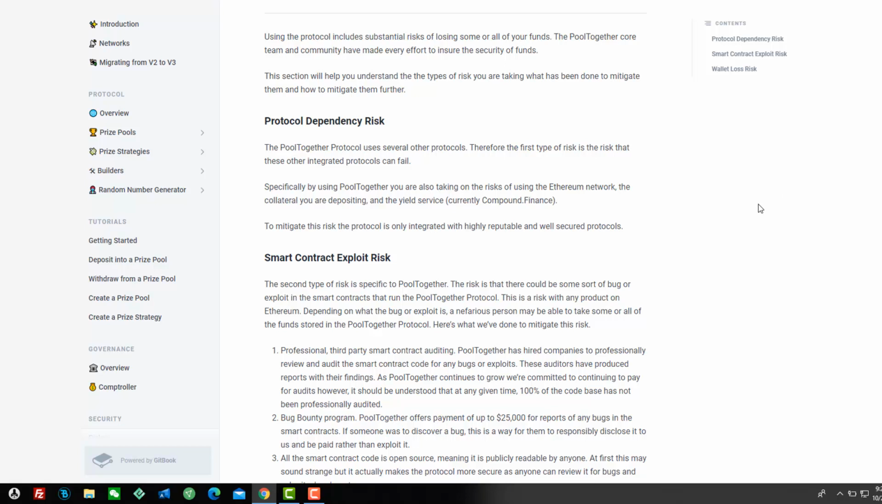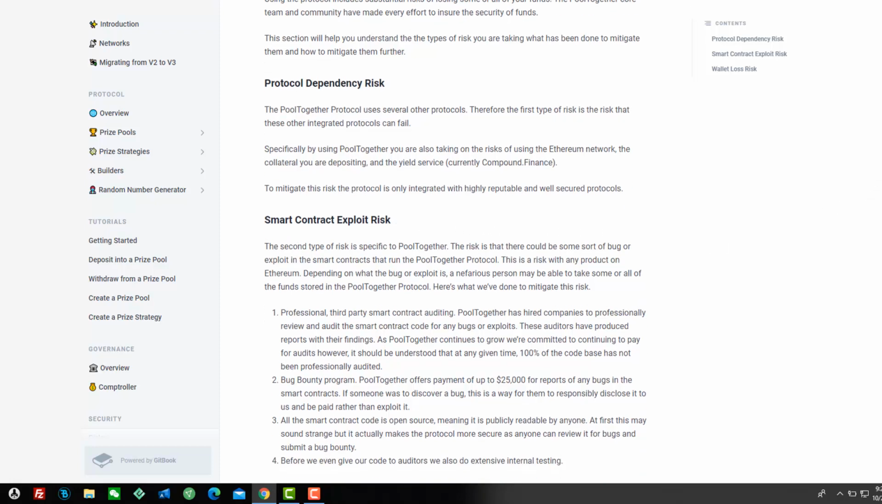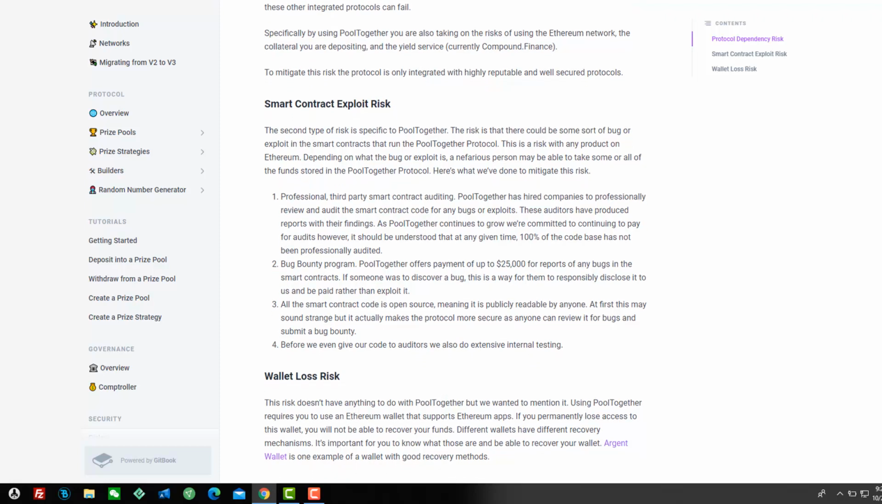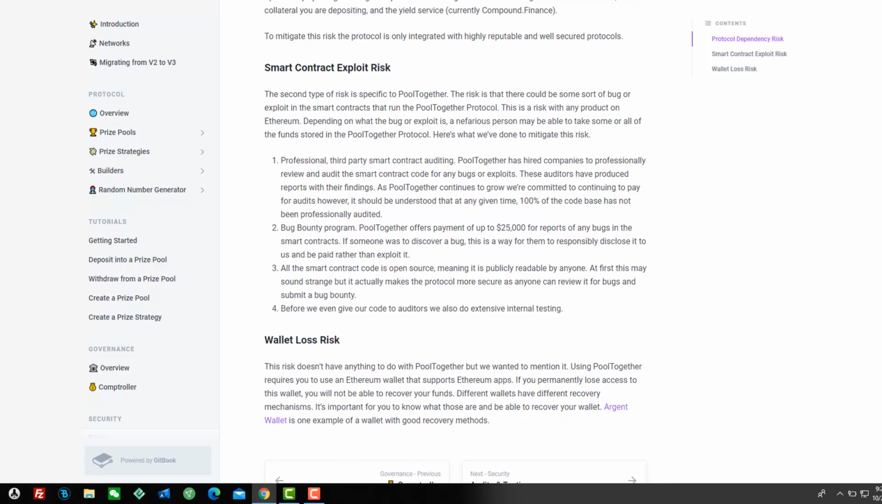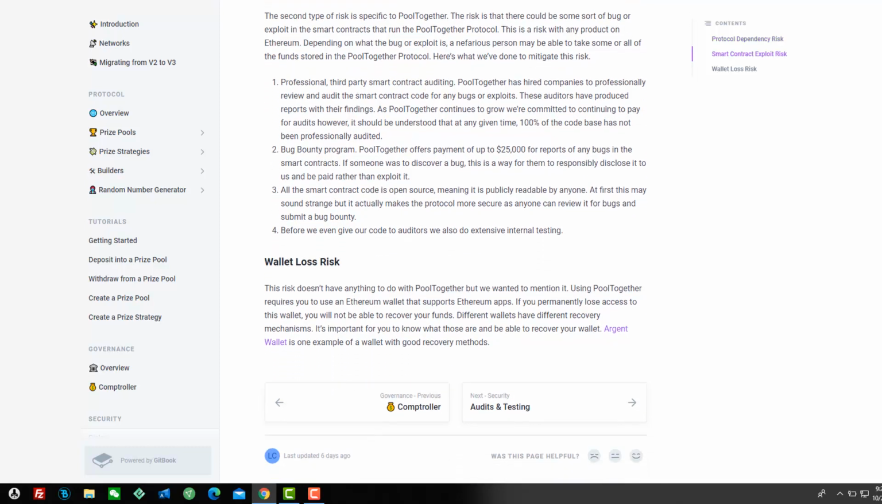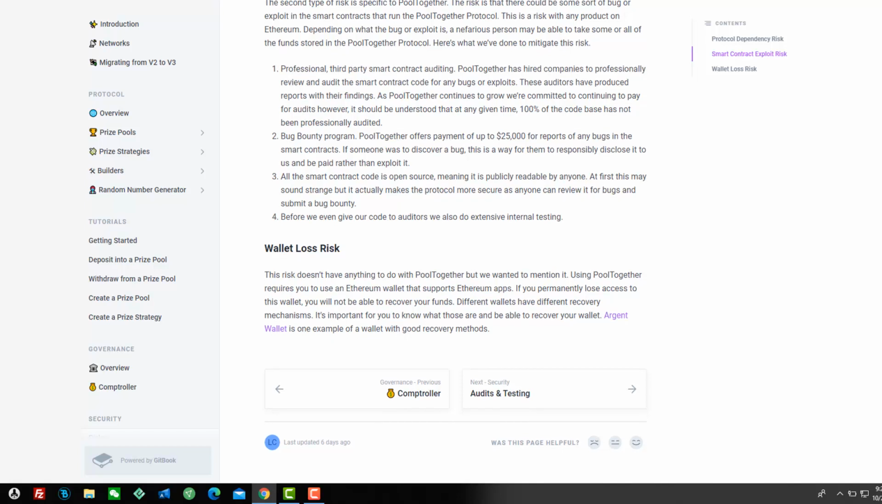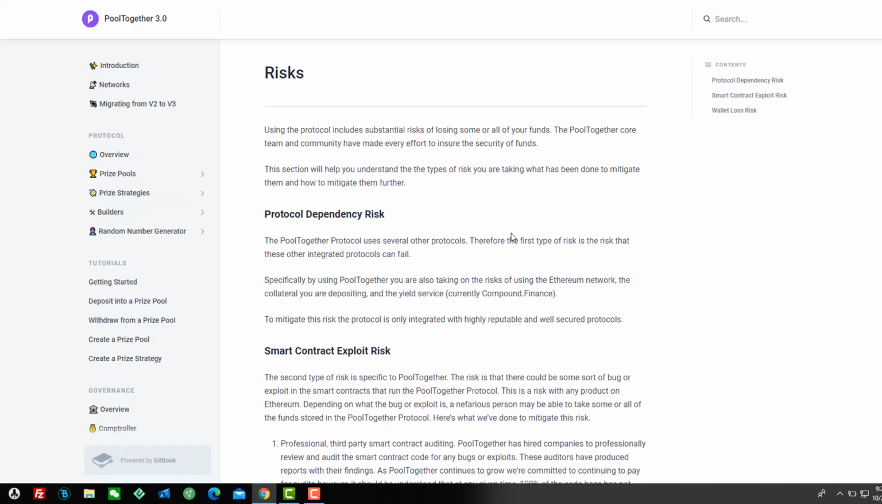To mitigate this risk, PoolTogether only integrates with highly reputable and well-secured protocols. Then you've got the smart contract risk, which is basically if someone hacks a contract. Then you've got your wallet risk. This risk doesn't have anything to do with PoolTogether at all, but they mention it because it requires Ethereum and supports Ethereum apps. So they're probably talking about MetaMask, or even if you use Argent. Those are the kinds of risks involved.